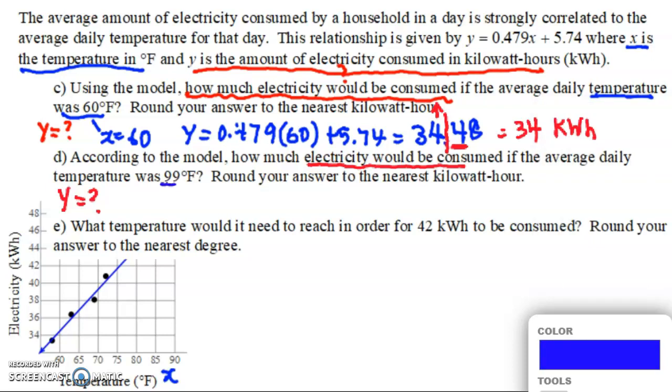So it's 99 degrees. Looking at this, we don't have any data for 99 degrees. So we are predicting outside the data values that we have. This will be called extrapolation. And we know that the temperature was 99, so x in this case is 99. It's very similar to C. We are basically just substituting x to be 99.